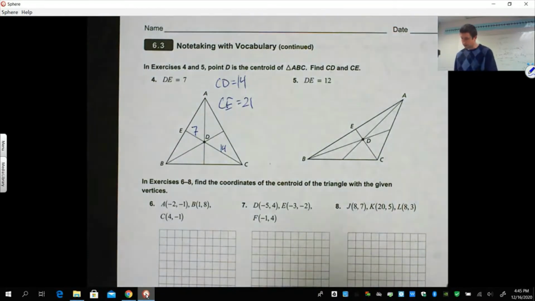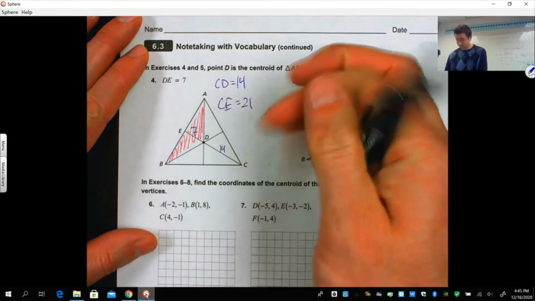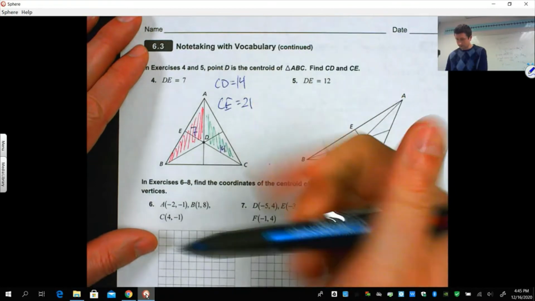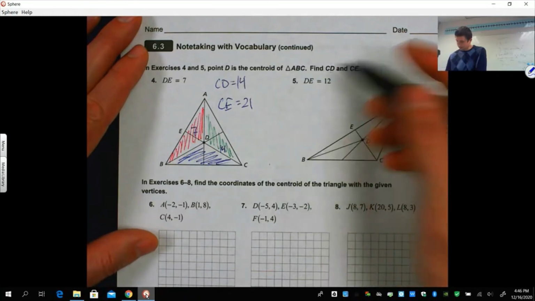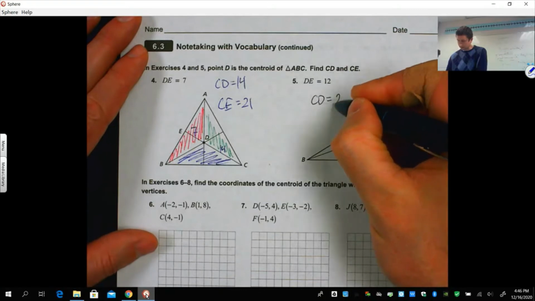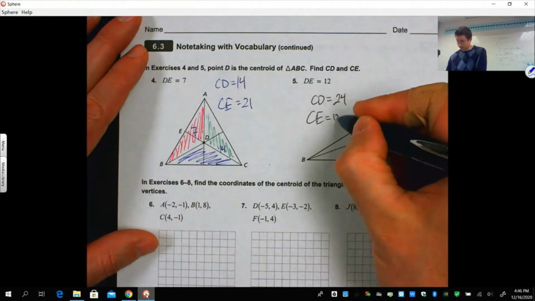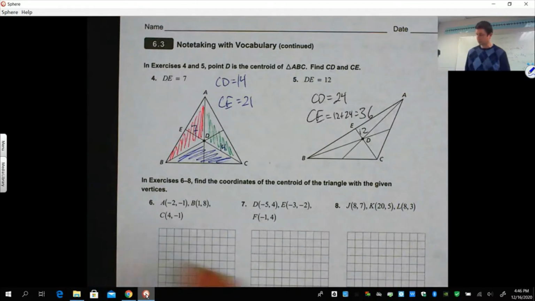Now I do want to point out here the 3 triangles that would have the same area. This area would have to match this area, which will have to match that area. Okay, so those are the 3 areas that would have to be the same, caused by the centroid right there. DE is 12, so that's 12. That makes CD. CD is alongside. That's 2 times it. That's 24. And CE would then be 12 plus 24. That's 36. Okay. So that's fairly straightforward.